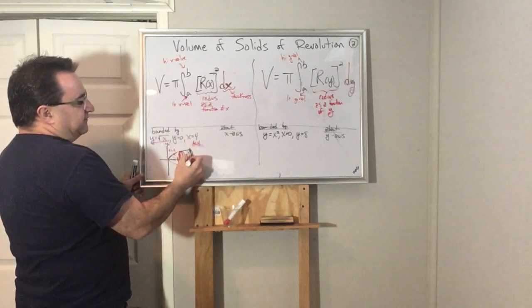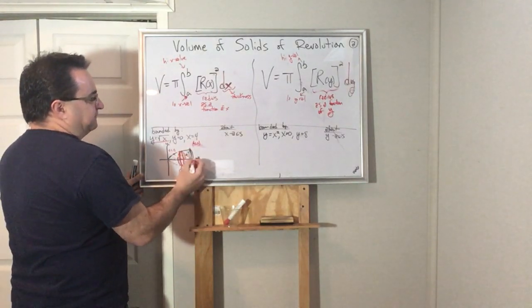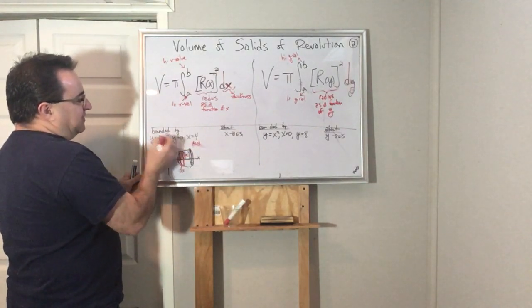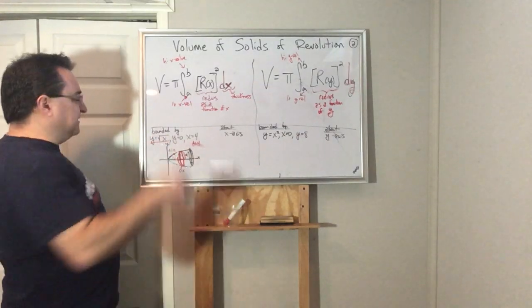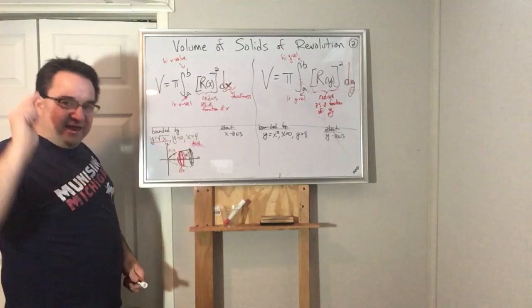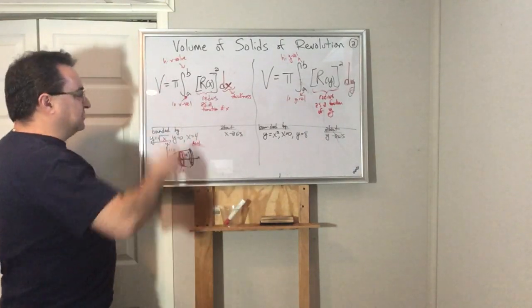What am I saying? The radius would be 2 units when x equals 4, right? I'm using this equation. If x is 4, the square root of 4 is 2. The radius is the function. That is vital. You have to get that to do these problems.